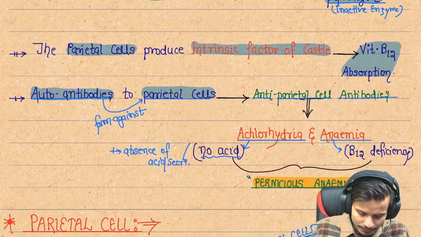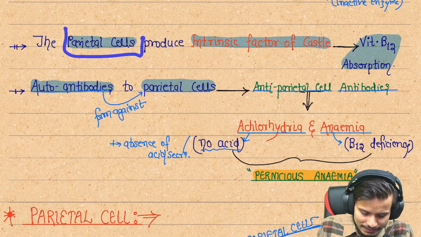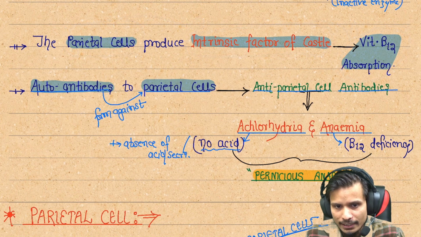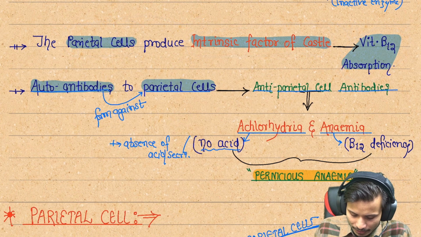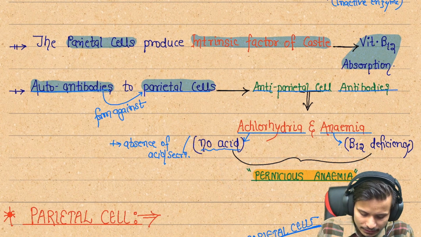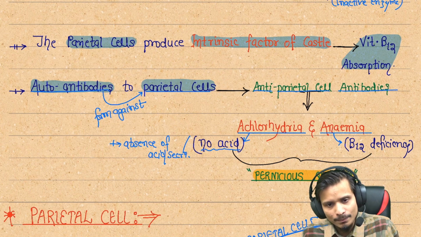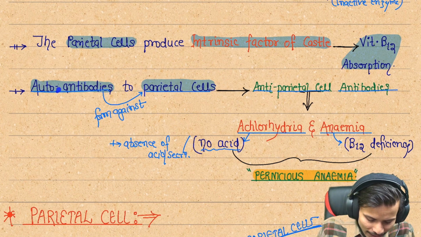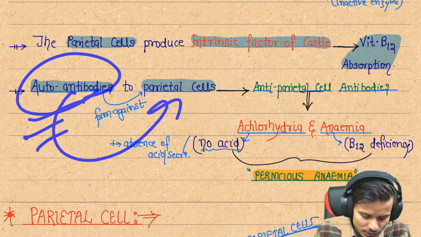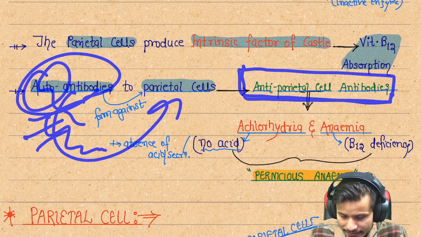So let's start. Before we discuss the parietal cell, let's read some important points. The parietal cells produce intrinsic factor, which is helpful in the absorption of vitamin B12. Next, a disease develops here, that is pernicious anemia. What does pernicious anemia mean? Antibodies develop against the parietal cells of the gastric pit. These are autoantibodies, called anti-parietal cell antibodies.